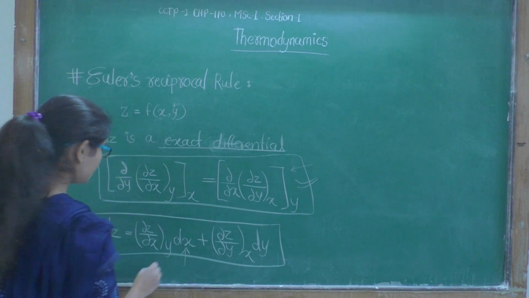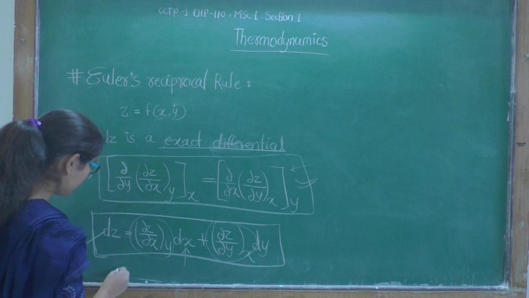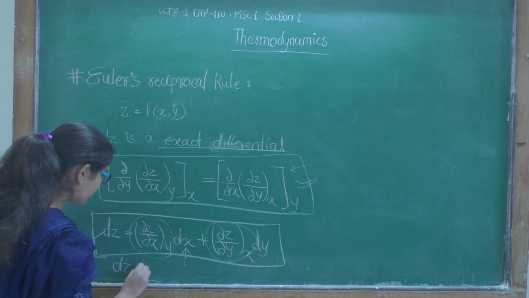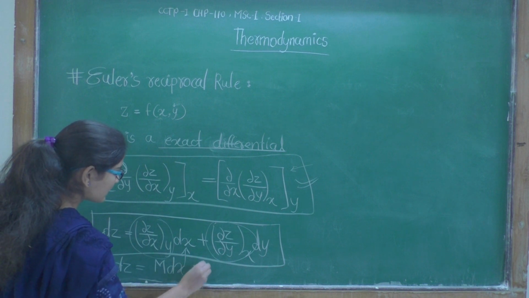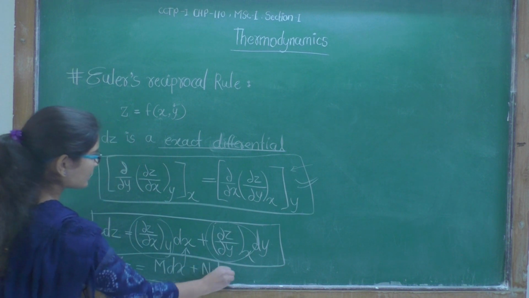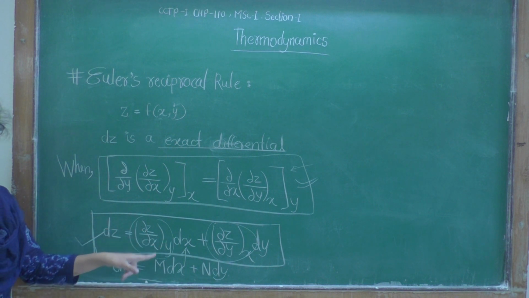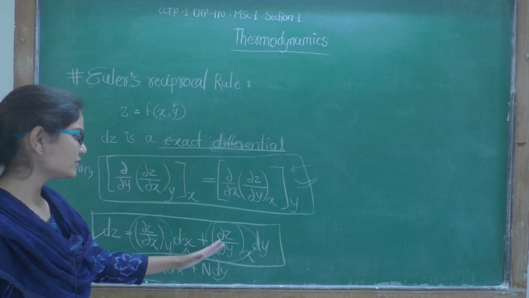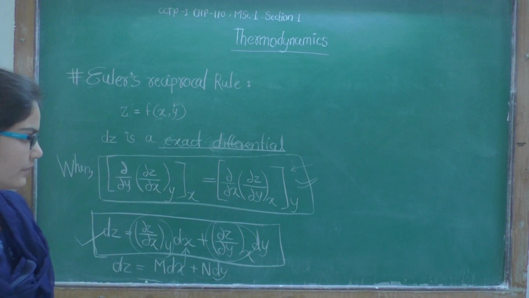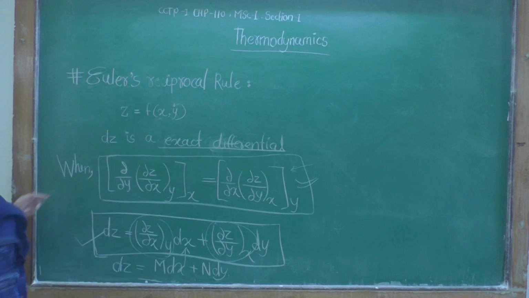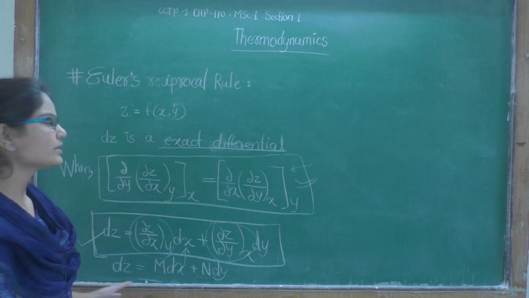We can write it in the form, if we say it is M and it is N, then dz equals M dx plus N dy. This is the short form, where M equals ∂z/∂x at constant y, and N equals ∂z/∂y at constant x. That's it. Did you get it? This is Euler's reciprocal rule, and it is important.